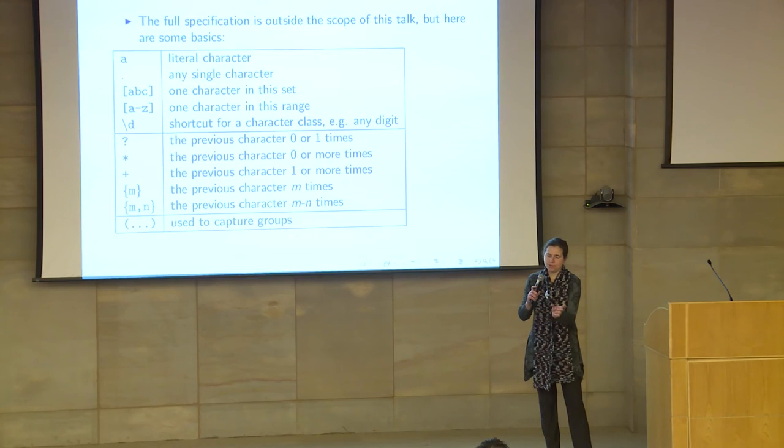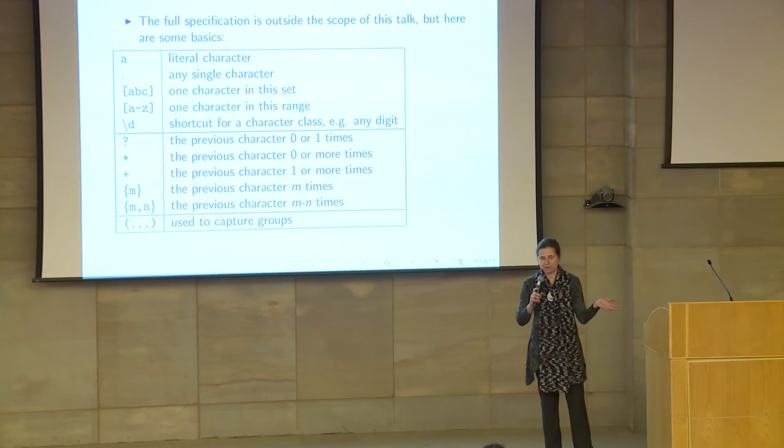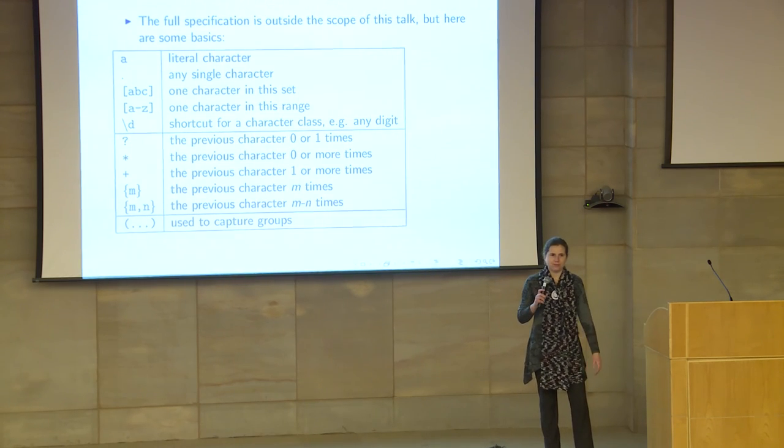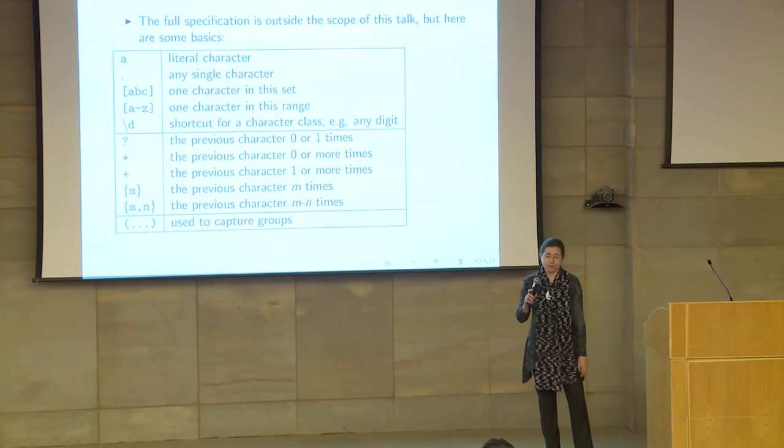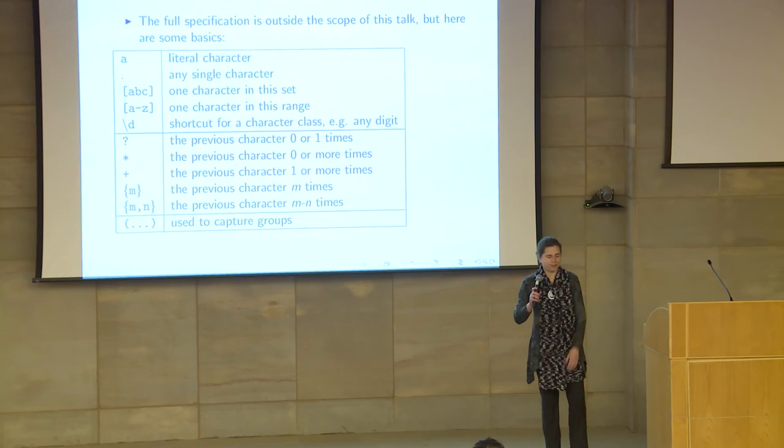But in these slides, I've generally used the explicit character class, like the explicit character range, just because it's clearer to see. But in your own code, you should probably use the ones with slashes. Then there are various characters which modify the character immediately before. This is how you say how many of some character you want to match. Question mark means previous character 0 or 1 times. Star is 0 or more times, plus is 1 or more times, and then you can specify a specific number. Also important are round parentheses, which you use to capture parts of the pattern so that you can do some stuff with the data.